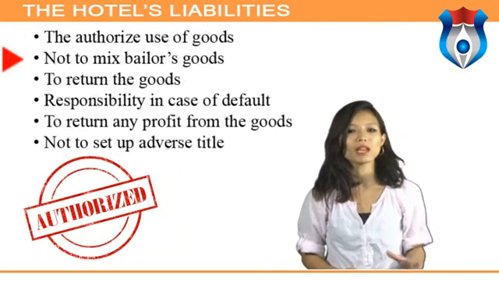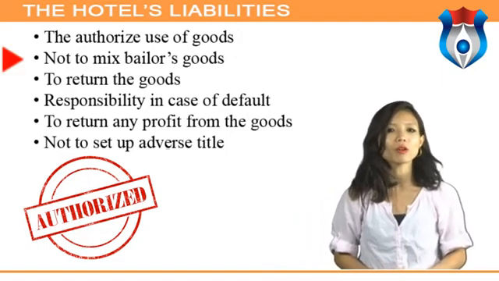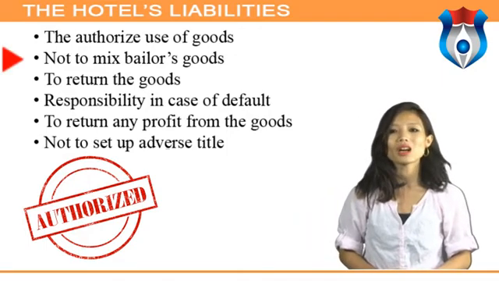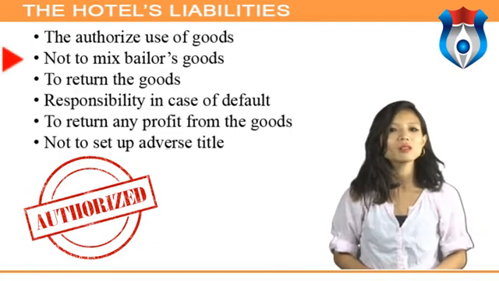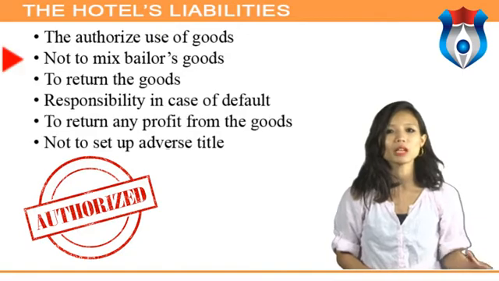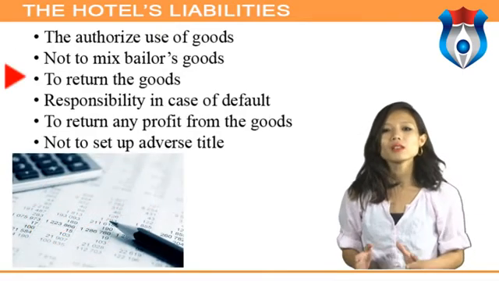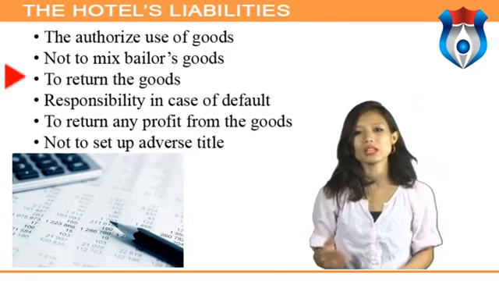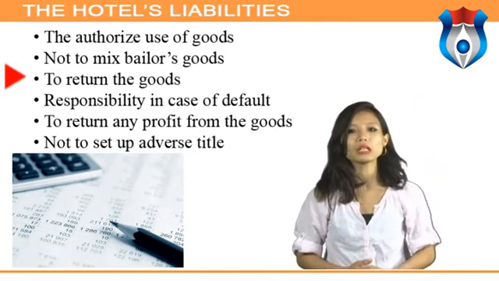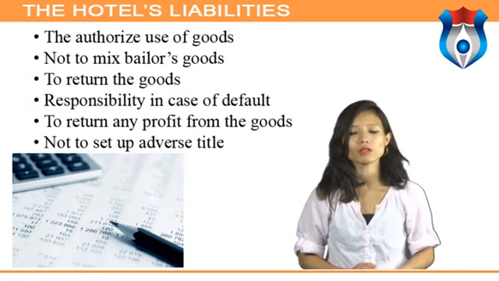Not to mix the bailor's goods. The bailee is bound to keep the goods of the bailor separate from his own. Where the mixture, without the consent of the bailor, is inseparable, the bailor is entitled to be compensated by the bailee for the loss of the goods. To return the goods. It is the duty of the bailee to return or deliver the goods bailed according to the bailor's direction.